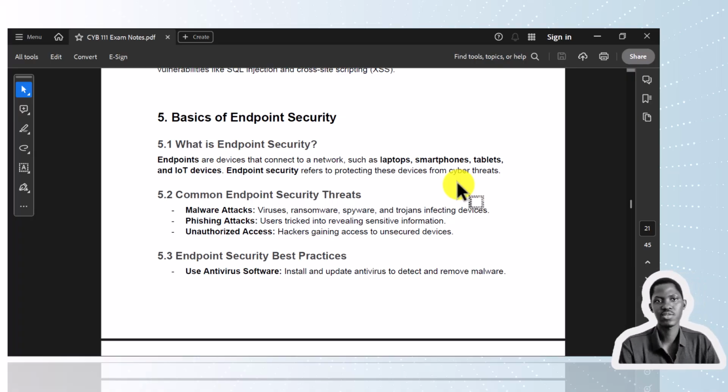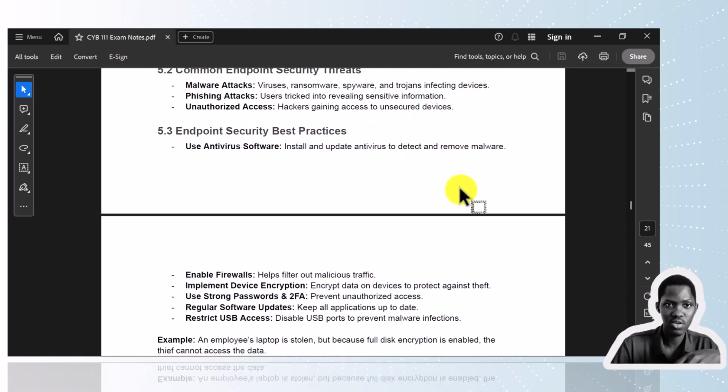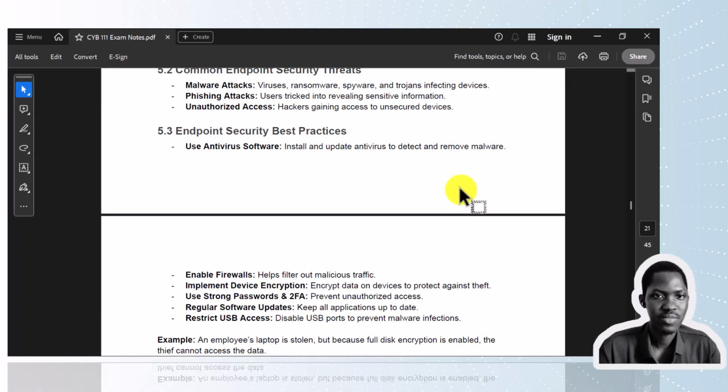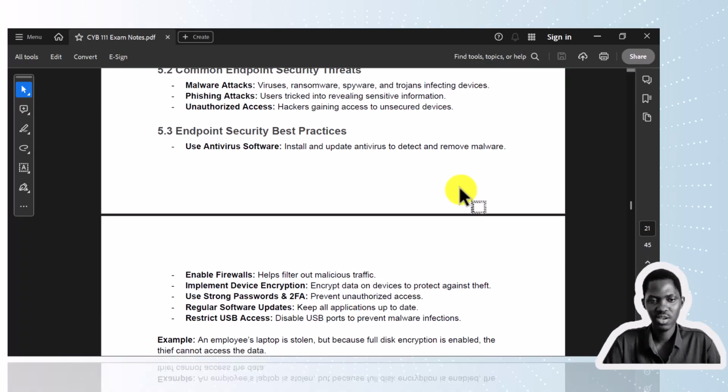All right. So now, endpoint security best practices. We've seen best practices for a lot of other things. Now, the security best practices for endpoint devices. One, use antivirus software. This is the most important, number one, the most common. This will help you with those malicious malwares. Install and update antivirus to detect and remove malware. Your laptops come with Windows Defender, which is a good antivirus, but you can also have another antivirus layered on that.